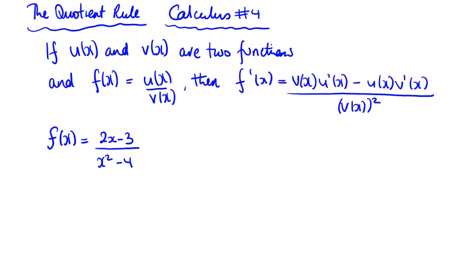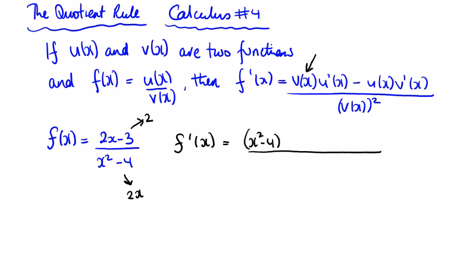So we look at this in its simplest terms with a question: f of x is equal to 2x minus 3 over x squared minus 4. F prime x is equal to. So like the product rule, differentiate both and just write your answers down. We have 2 and 2x. So it's the bottom, x squared minus 4, which is this v of x.